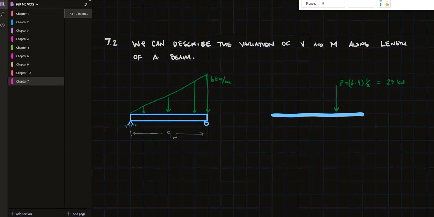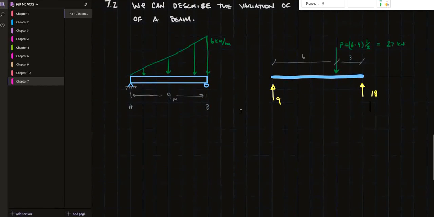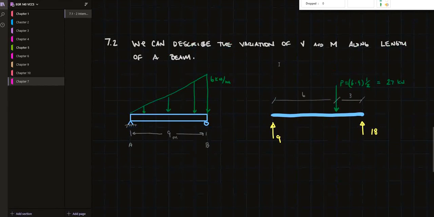And if this distance is then 6, this distance is 3, then we can sum moments about, let's call this A, sum moments about A and B, and find our reactions. You're going to find that the reaction here is 9, and the reaction here is 18. And the sum of those two is 27. So that's where we're going to start. And I think I'll finish up here, and we'll work on this in the next video.